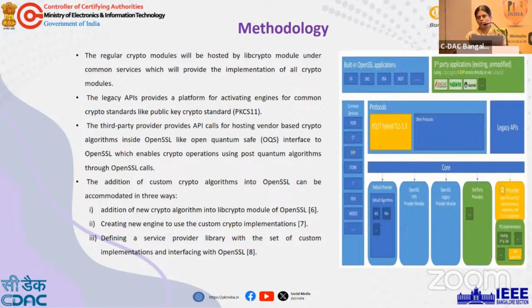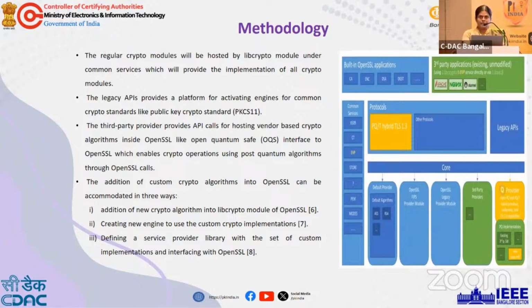And the third, which is supported by OpenSSL version 3, is the third-party service provider API, which is hosted for vendor-based crypto algorithms. OQS is one of the most commonly used post-quantum service providers that uses the third-party service provider for an OpenSSL implementation. So in this regard, we have summarized 3 methodologies by which a crypto implementation can be added into OpenSSL. First, addition of a new crypto algorithm into the libcrypto module of OpenSSL. Second, creating a new engine, similar to a PKCS 11 engine, for OpenSSL with custom crypto implementations. Third, defining a service provider library with a set of custom implementations and interfacing the third-party library with OpenSSL.